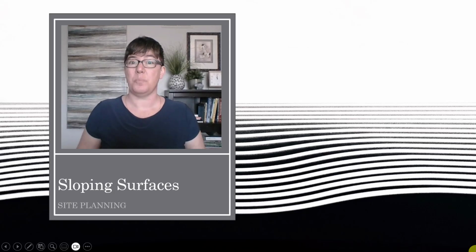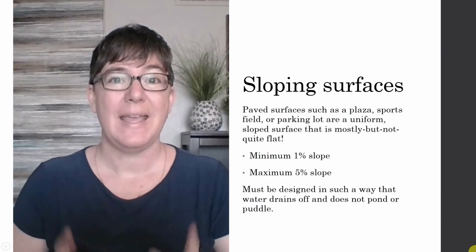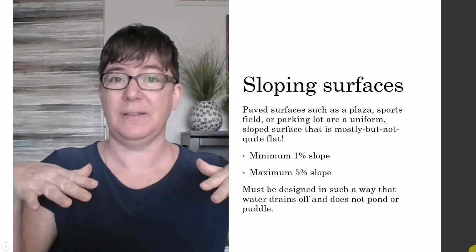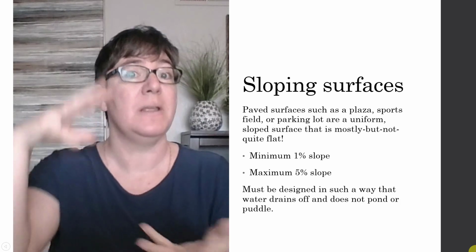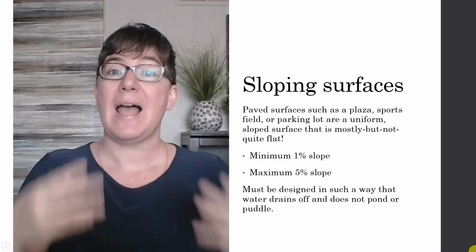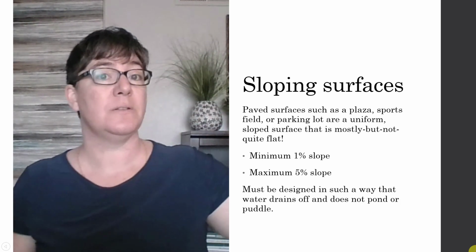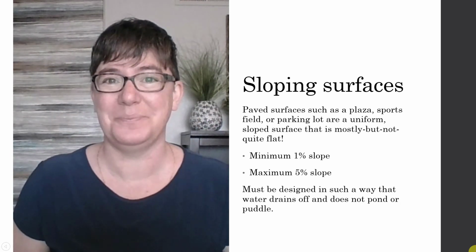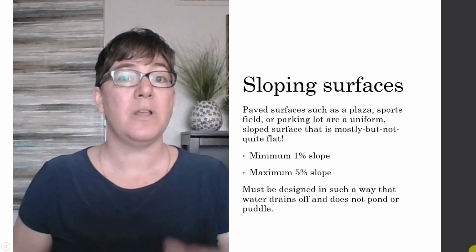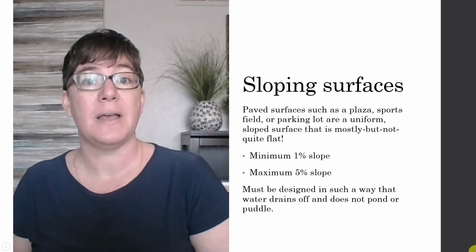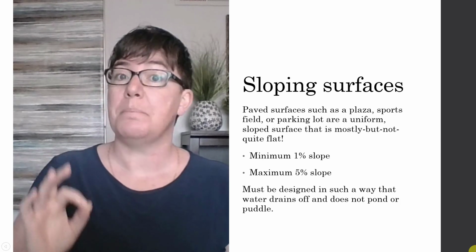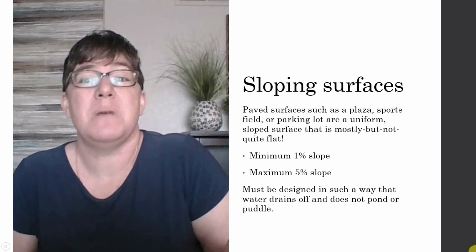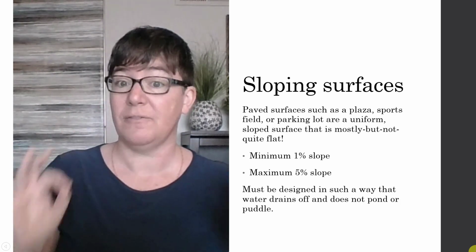How do you grade a sloping surface? In this course, first we graded for flat surfaces, a flat pad, and that's really common to place a building on. And then we graded sloping surfaces for roads and walkways. They're kind of a special case. They're long and narrow. Now let's talk about sloped surfaces such as a plaza or a sports field or a parking lot. They're uniform sloped surfaces that are mostly but not quite flat.